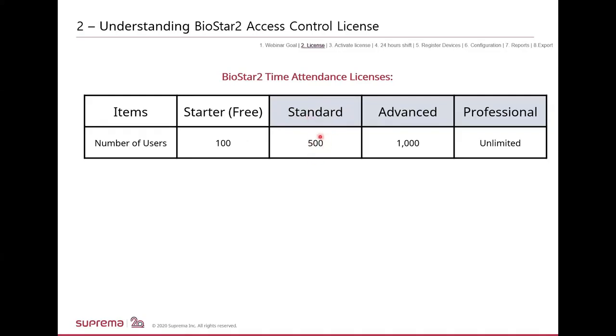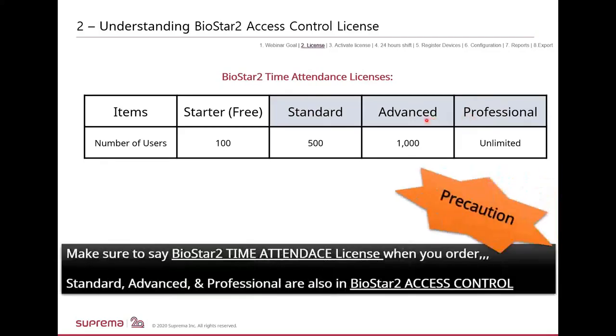On the same concept, if your customer has more than 500 employees, up to 1,000, then they need an advanced license. And finally, if they have more than 1,000, you need to go to the professional license, which is unlimited. So as you can see, we have 3 licenses you can buy for BioStar 2 time attendance: standard, advanced, and professional. But please be aware that the BioStar 2 access control license also has standard, advanced, and professional. So when you are procuring a time attendance license, please make sure to say it is a BioStar 2 time attendance license.